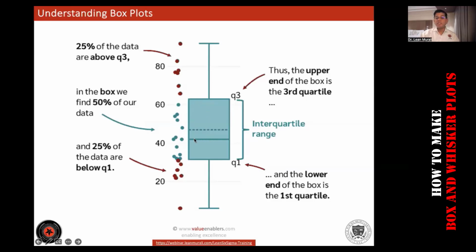If the line is not in the middle of the box, it only shows that the data is a little skewed here. We will understand what skewness and kurtosis are. And then 25% of the points are here. So for the interquartile range, the upper end of the box is the third quartile and the lower end is the first quartile, and Q3 minus Q1 is the interquartile range.